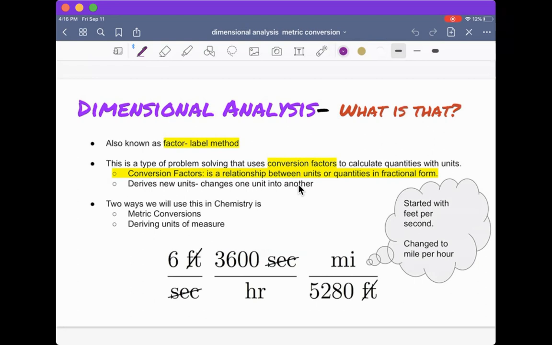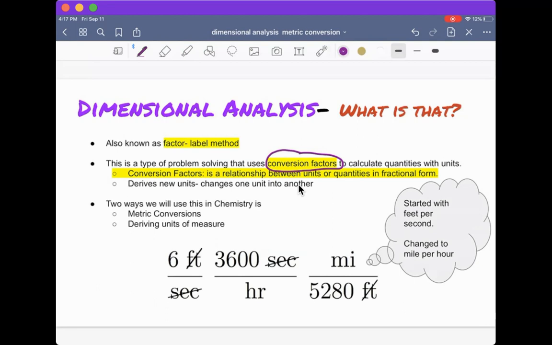So what is dimensional analysis? You may have heard of it as factor label. Factor label is a way of canceling out units. In order to do it, we have to have a known relationship. And that known relationship is called a conversion factor. So it is a relationship between two units. Okay?